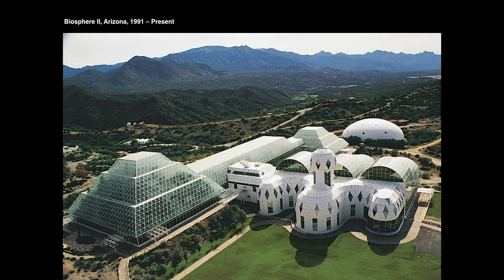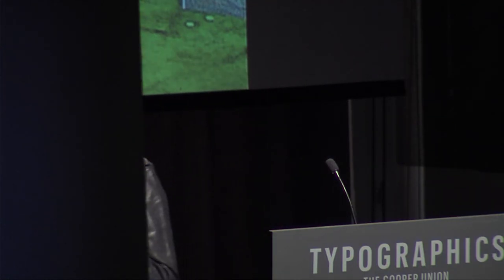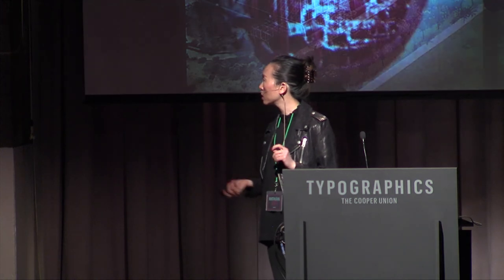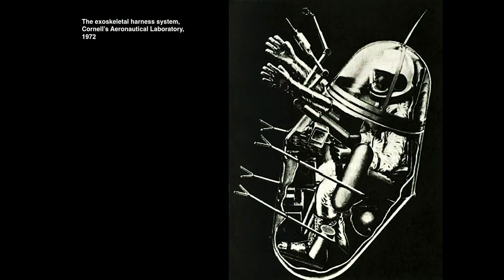This is an example that is still working today, called Biosphere 2 in Arizona. I think this is the world's largest enclosed living system. Historically, there have been a lot of attempts to create these enclosed, self-sustaining systems. This is an example that NASA created in the 60s. And you also see this really strange underwater shell that is supposed to sustain a living being.